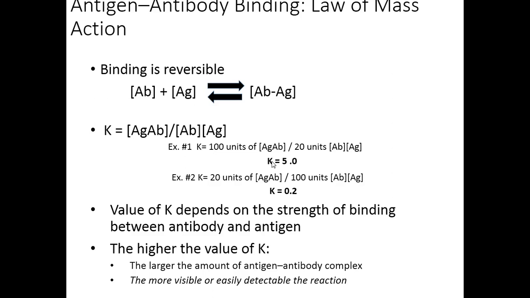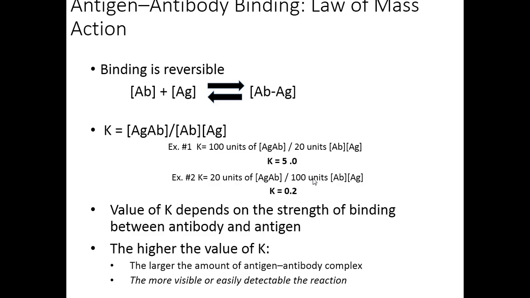Simply put, if the K is higher, it means there's more bound antigen antibody complex than free. And if the K is low, it means there's less bound complex of antigen antibody than free. So if we just do this simple math, we're going to be able to see the reactions between the two, and we're able to assess: is this reversing or is it not? It's not. This is staying stuck together rather than free. So this is a very strong reaction. This is a very weak reaction because clearly much more of the reactants are remaining free in the serum.